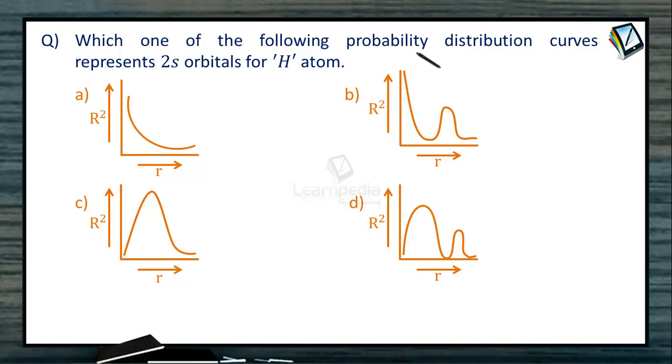Which one of the following probability distribution curves represents 2s orbitals for hydrogen atom? So here it is, probability distribution curves, where R square, that is 4 pi r square dr into psi square, is plotted against r. How will it vary?